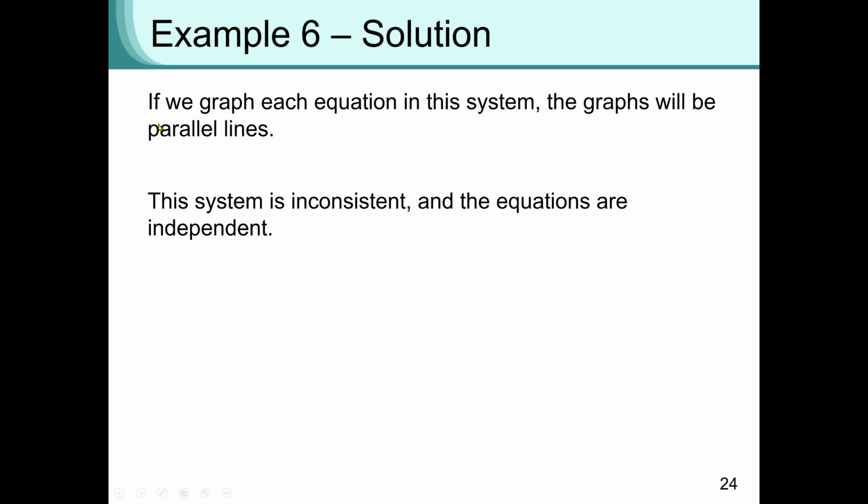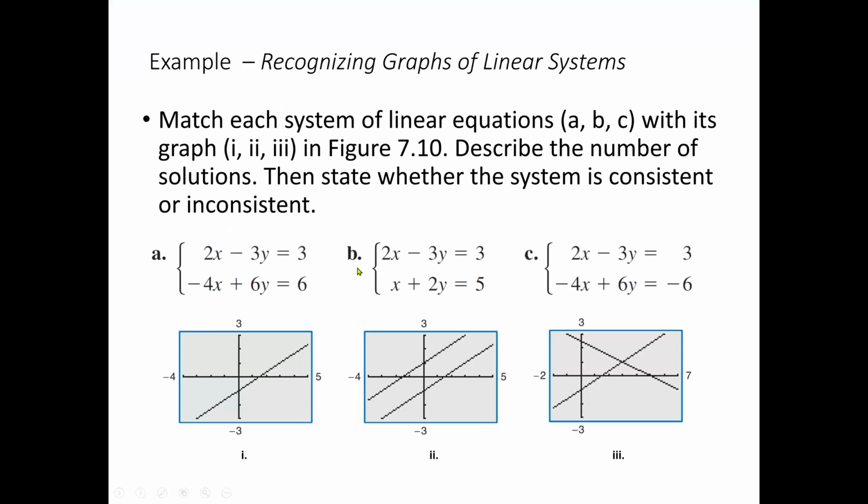So here they say, if we graph each equation in this system, the graphs will be parallel. Again, parallel means they can never intersect. And normally when you have two lines that are parallel, it means their slopes are also the same. So the system is inconsistent and the equations are independent. If we have infinite solutions, the equations will be dependent.